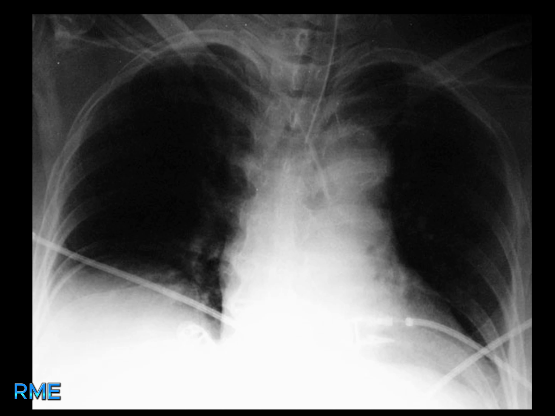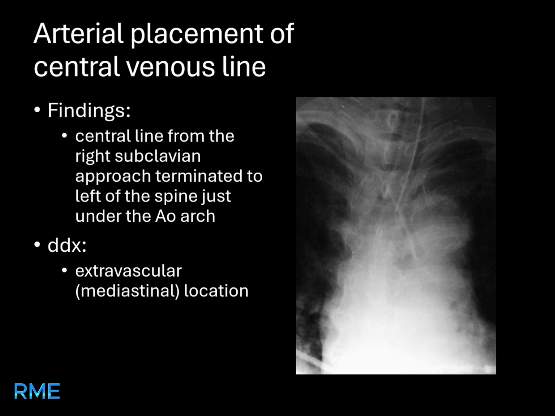What do you see in this image? Here I see a central line from the right subclavian approach terminating to the left of the spine just under the aortic arch. This finding suggests arterial placement of central venous line. Differential diagnoses include extravascular mediastinal location.